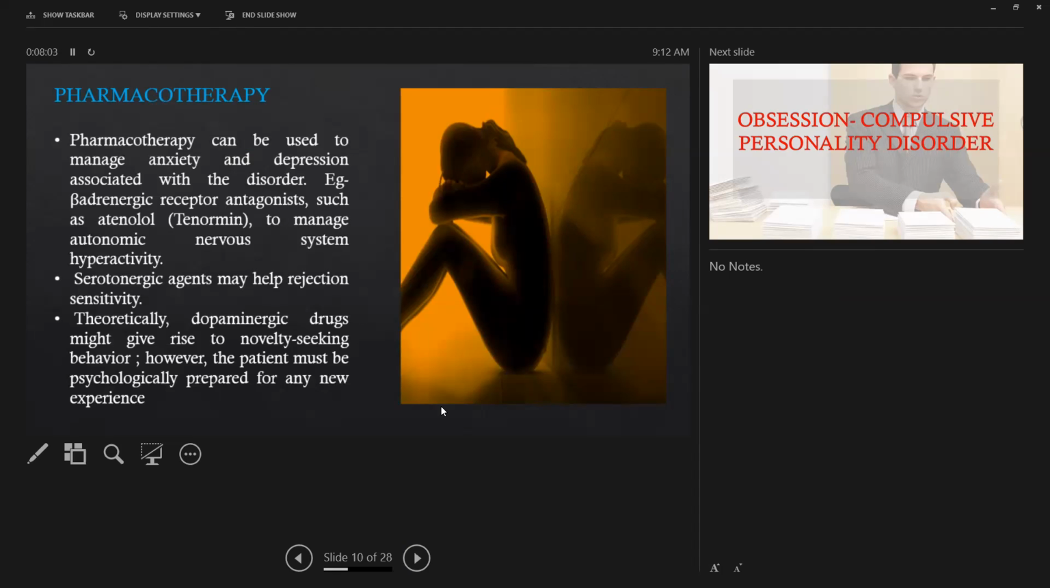Theoretically, dopaminergic drugs might give rise to novelty-seeking behavior. However, the patient must be psychologically prepared for these new experiences.